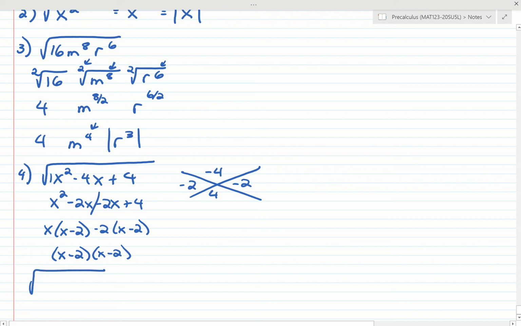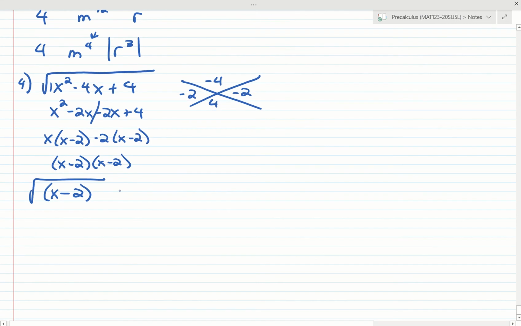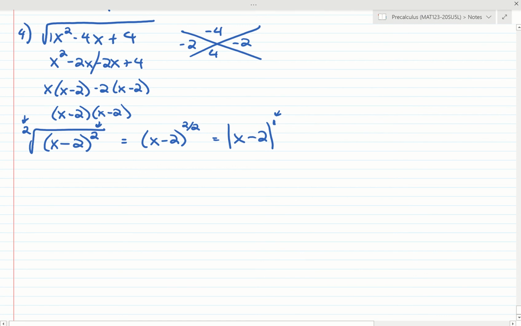So really, what that turns into is just x minus 2 times itself, right? So this is really just the square root of x minus 2 to the second power, or x minus 2 to the 2 over 2, or x minus 2 to the first. Well, look what we have here. That's an even number, odd answer. You need absolute value. So sometimes the answers could look a little funny, but that's just the way it is. So let's move on to talking about how to simplify radical expressions.